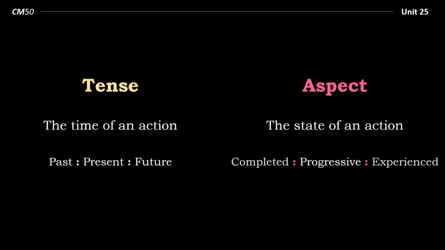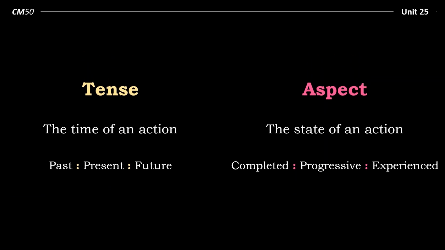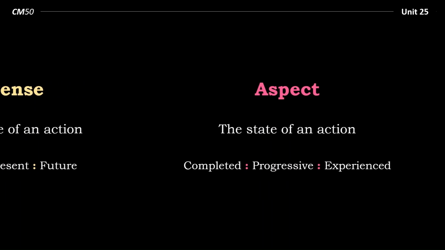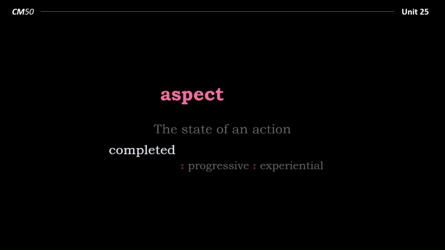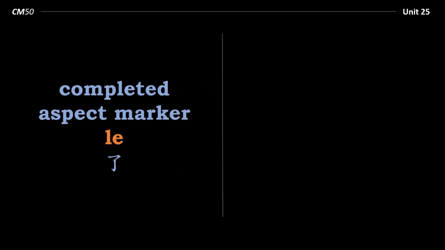So, tense tells us the time of an action, whether it's past, present, or future, but aspect tells us the state of an action: completed, progressive, or experienced. So, it's independent of the time. Let's look at these three: completed, progressive, and experiential aspect. First of all, what is completed aspect? Well, the aspect marker for completed actions is le. So in other words, we use le to mark the fact that the action is completed.